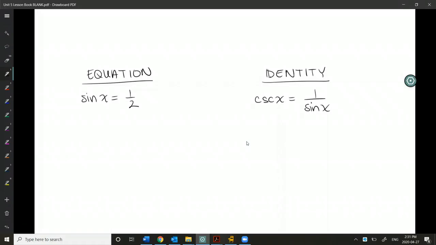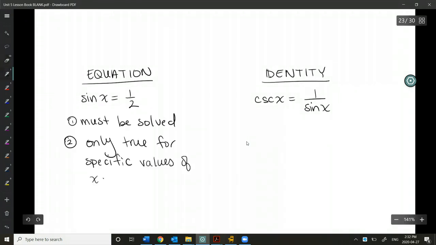Whereas the identity on the right is actually true for any value of x. So if I calculated the cosecant of 50 and I calculated 1 over the sine of 50, this would be a true statement. If I chose a different x, let's say 27 degrees, and I calculate cosecant of 27, that's always going to be equal to 1 over the sine of 27. But we know that on the left here, I can't just plug in anything that I want for x. This is only true for some very specific values of x, which I actually have to solve for.